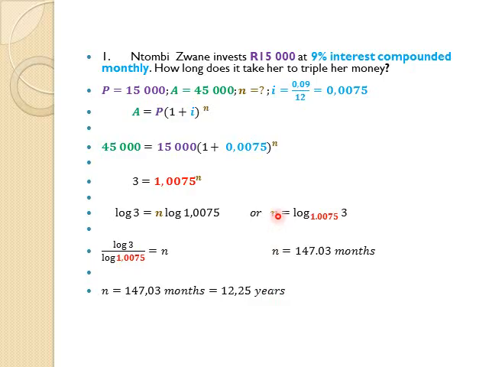If you remember from inverse functions, we can also write this straight in log format. So n and 3 swap places. n goes there, 3 goes there, and my base stays my base, 1.0075. Punch that in my calculator, and I'll also get 147.03 months. Most learners find this easier, but some of you prefer doing it the other way. Either way, you'll end up with the same answer. Let's look at the second problem.